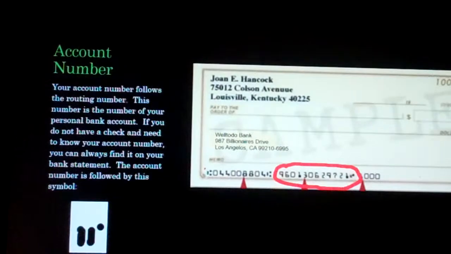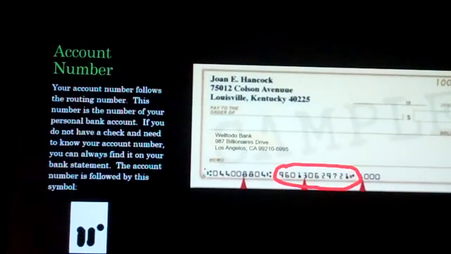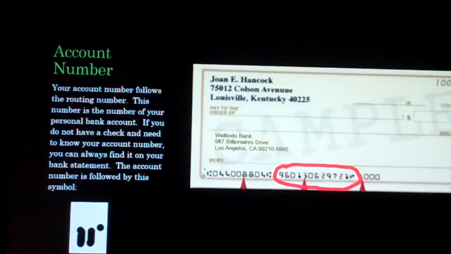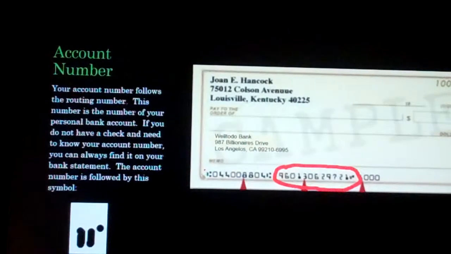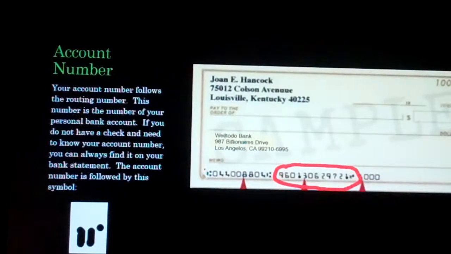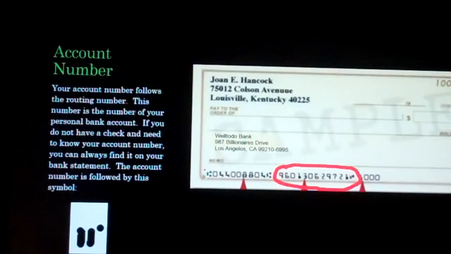Account number. Your account number follows the routing number. This number is the number of your personal bank account. If you do not have a check and need to know your account number, you can always find it on your bank statement. The account number is followed by this symbol, which is like quotation marks with a dot in the right-hand corner.